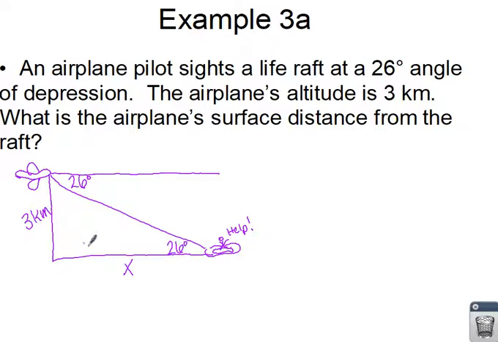We've got an opposite and an adjacent. That's tangent equals opposite over adjacent. So this is the division problem, the way we have it set up. 3 divided by tangent 26. And we get 6.2 kilometers. So they're seeing a life raft 6.2 kilometers away.